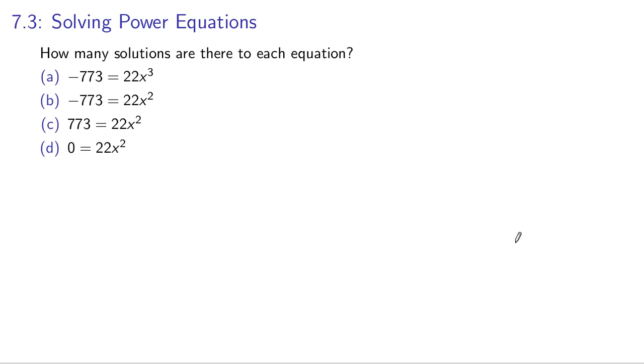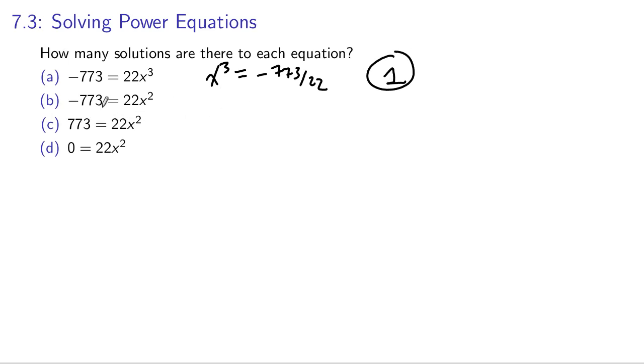First, let's talk about how many solutions. How many solutions are there to each equation? We need to rearrange this to think about it a little bit. X cubed is minus 773 over 22. We have an odd power, so we'll have one solution, always. One solution. And since it says how many solutions are there, we can just write 1.